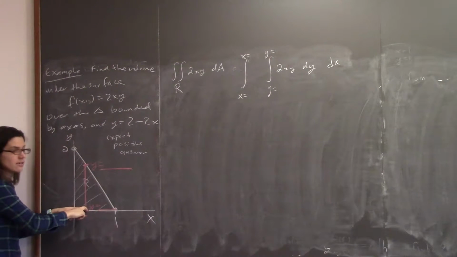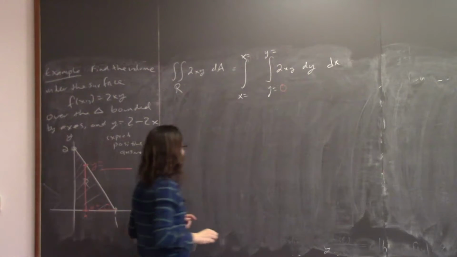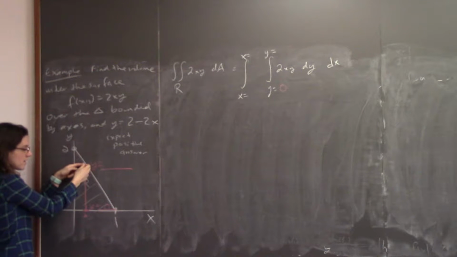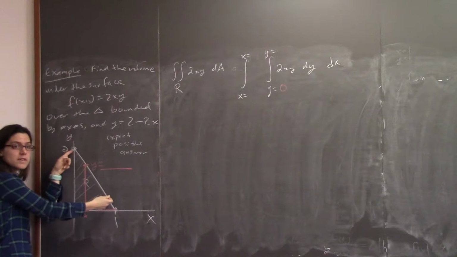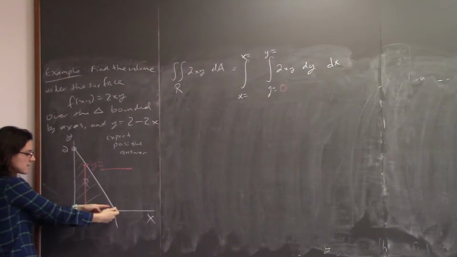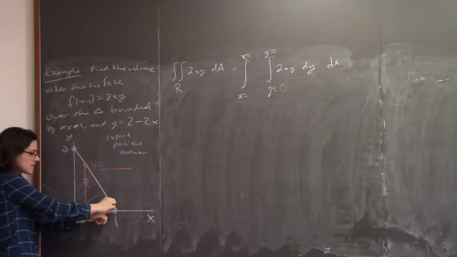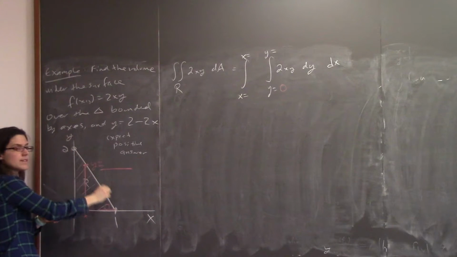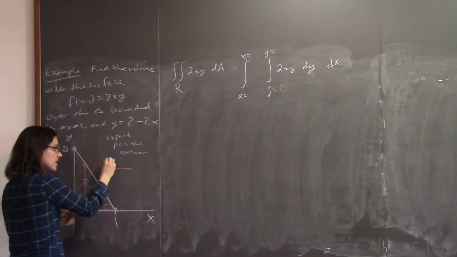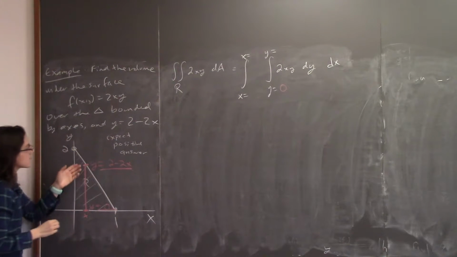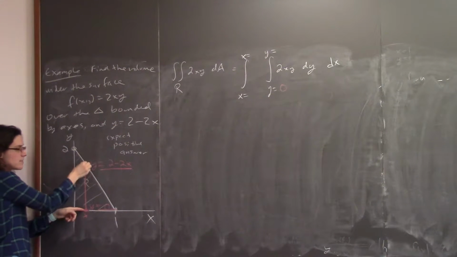Y equals 0 at the bottom. So we go from y equals 0 at the bottom. And then how about at the top? Well, maybe I could say that y is 2, but y isn't always 2. Sometimes it's 2, sometimes it's 0. What y is depends on x. So it's going to depend on x exactly the way this line depends on x. So can you say what it would be? Yeah, 2 minus 2x. Because this line is exactly 2 minus 2x. So the y values go from 0 up to 2 minus 2x.